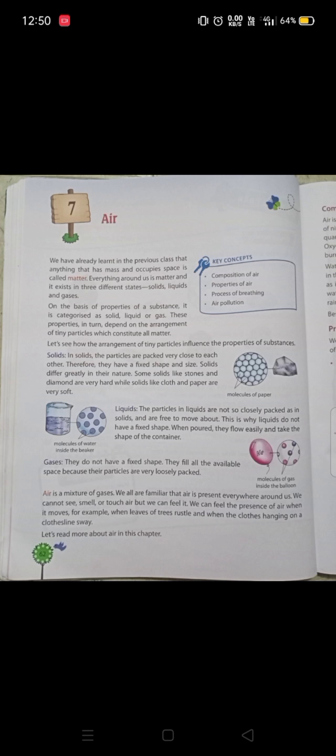So, when the leaves move, okay, and when the clothes hanging on a clothesline sway, when your mummy puts the clothes on the roof, you can see she is putting it on a line. That is the clothesline, okay. Sway means it moves. The clothes move with the help of air or if there is wind, okay. So in this chapter we are going to learn more about air. Alright.